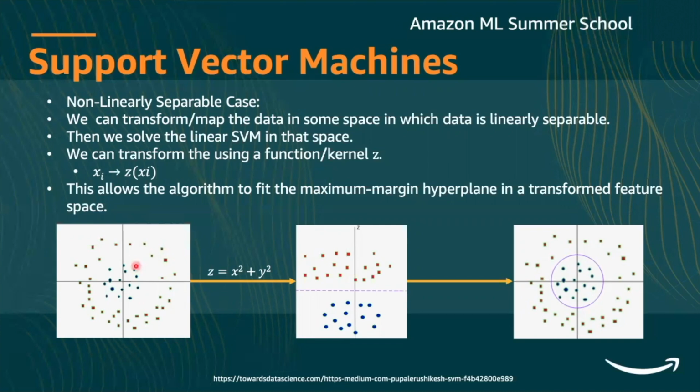However, you can do something clever. You can transform this data into polar coordinates, by x square plus y square. In this polar coordinate space, this data set is separable, as you can see here. And then you can draw a line. You can use an SVM in this space. And if you turn it back to the original space, this line corresponds to this circle. So this is known as transformation using a function or a kernel. You transform xi into some z of xi, this z space in which the data set is linearly separable, and you perform an SVM.